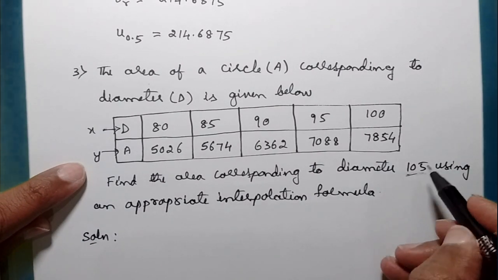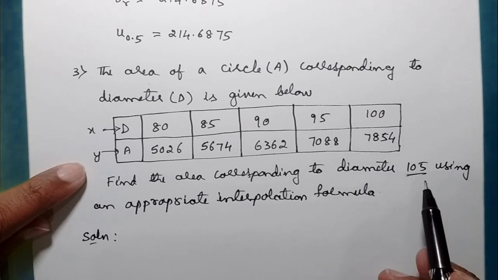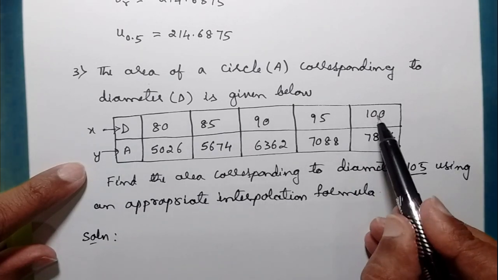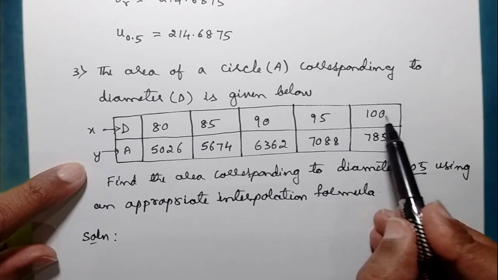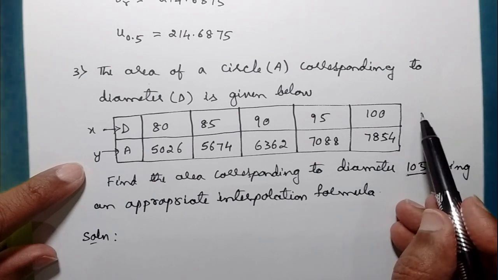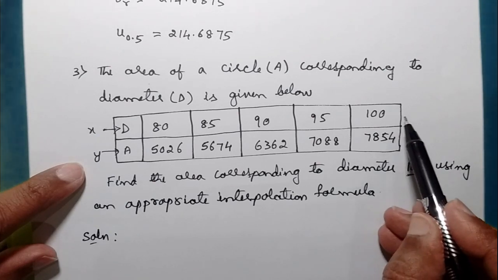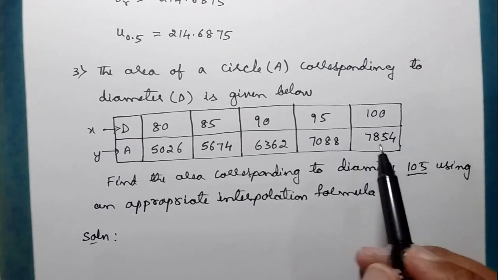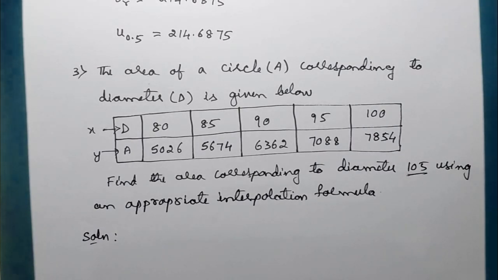105. So where is 105 here? 105 for x is outside this range, beyond 100. So 105 is at the end. Whenever you have the values at the end, then we have to use the backward interpolation formula. Alright, so we will be using Newton's backward interpolation formula over here.